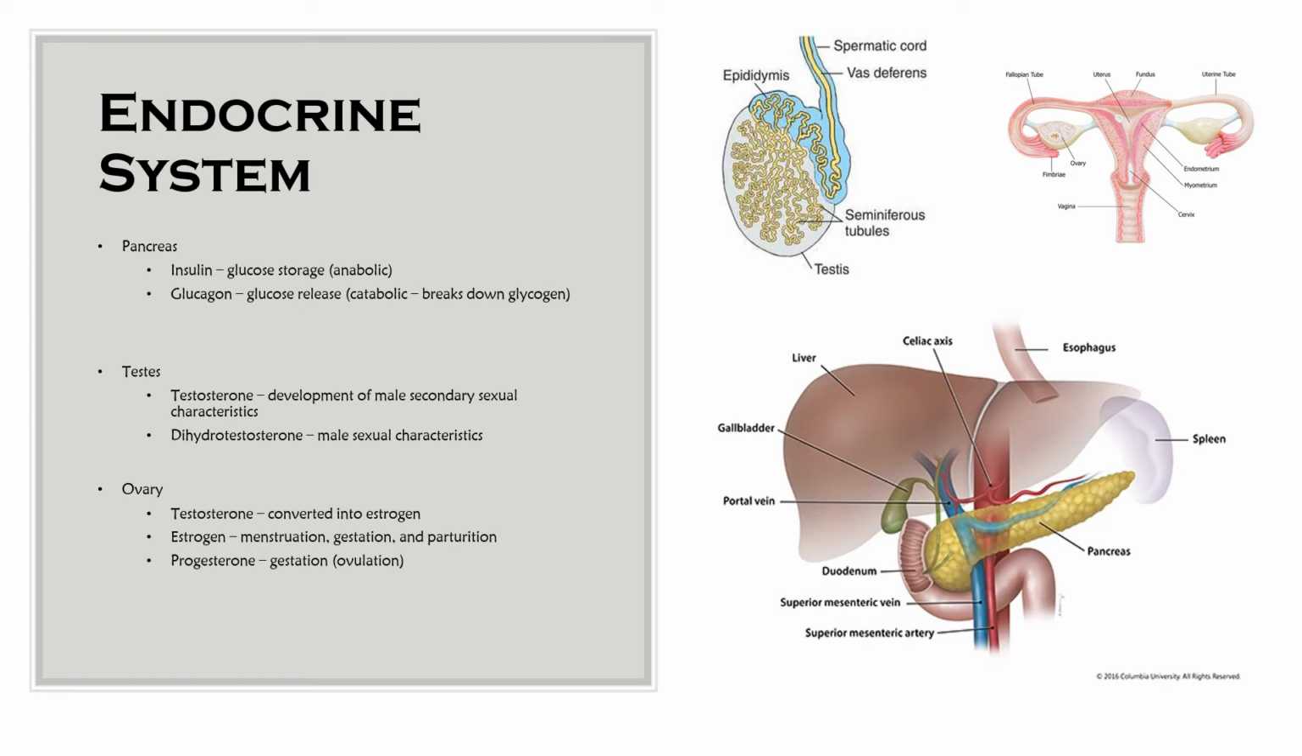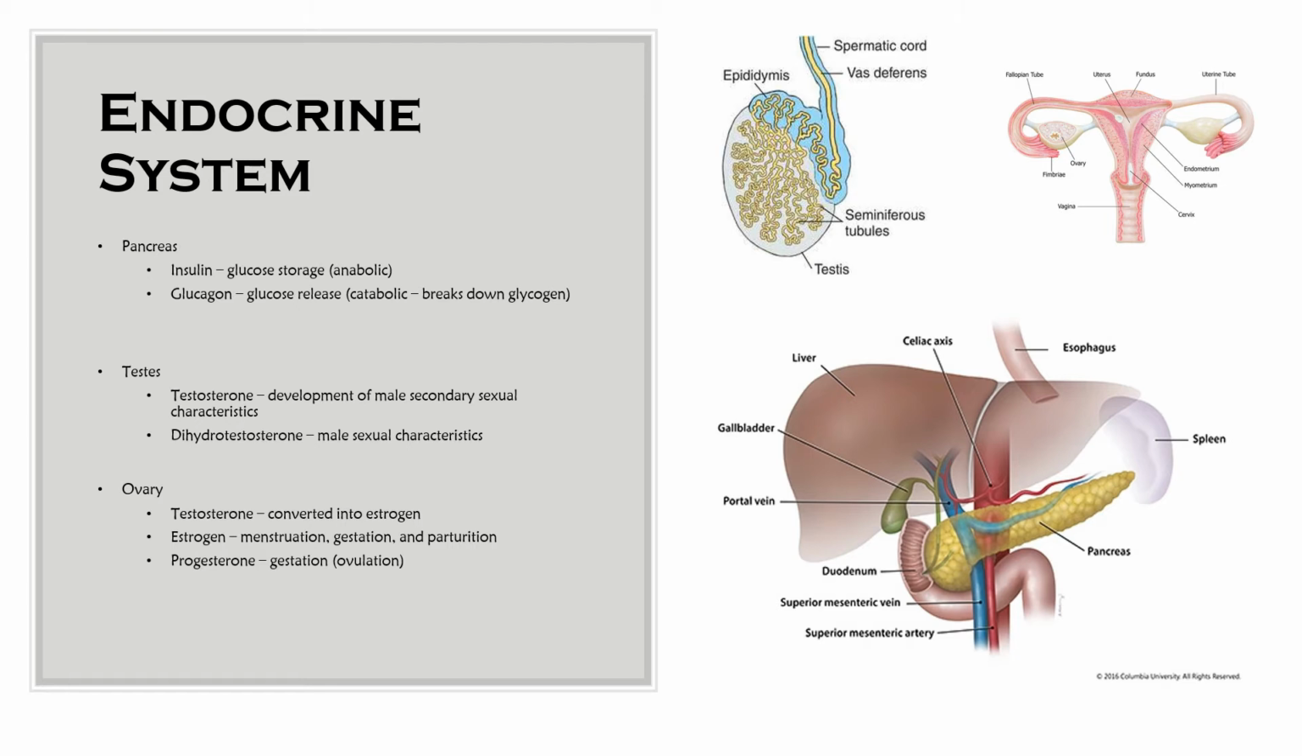The testes produce testosterone, which is very important in the development of male secondary sexual characteristics. Testosterone is very important for sperm development as well. It also has dihydrotestosterone being produced, which is also very important in male sexual characteristics. The ovary produces testosterone because it is testosterone that gets converted into estrogen.